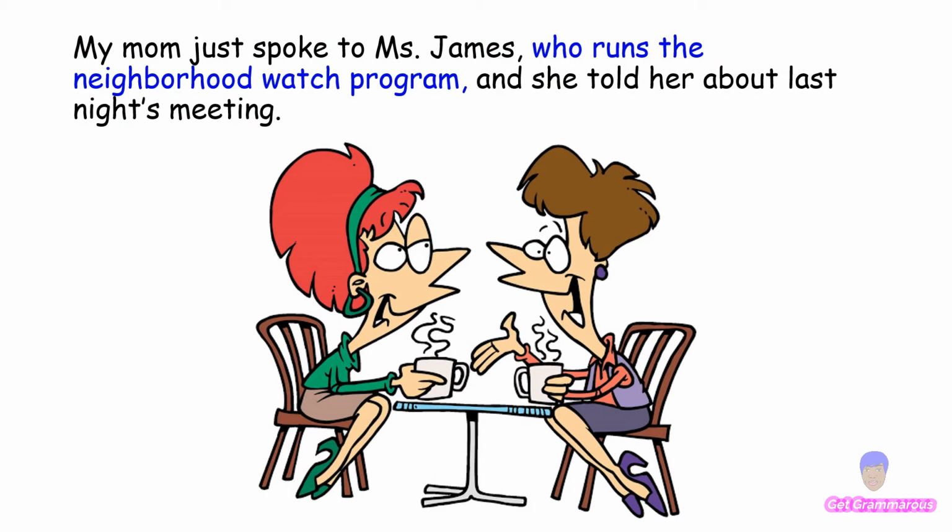Another example. My mom just spoke to Miss James, who runs the Neighborhood Watch program, and she told her about last night's meeting. Who runs the Neighborhood Watch program is a subordinate clause. My mom just spoke to Miss James is an independent clause. She told her about last night's meeting is the second independent clause. The two clauses are joined by a conjunction, making it a compound sentence. Two independent clauses and one subordinate clause, it is a compound complex sentence.